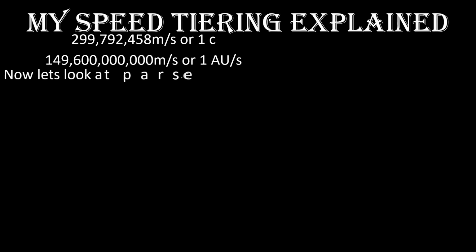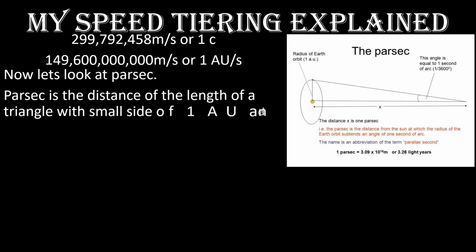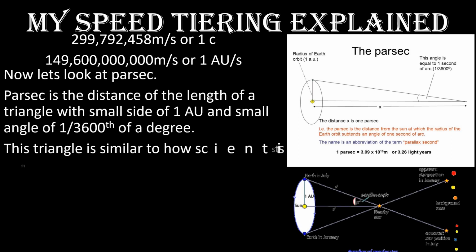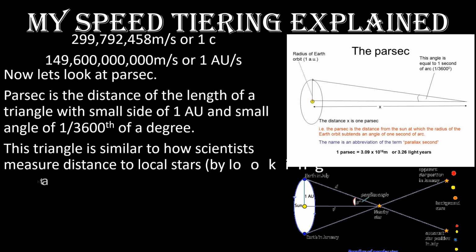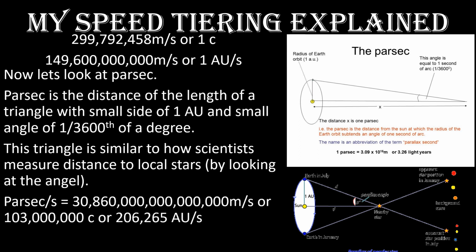Now let's look at a parsec. A parsec is the length of a triangle with a small side of 1 AU and an angle of 1/3600th of a degree. This triangle is similar to how scientists measure distance of local stars by looking at the angle. Parsec per second equals 30.86 quadrillion meters per second or 103 million c or 206,265 AU per second.